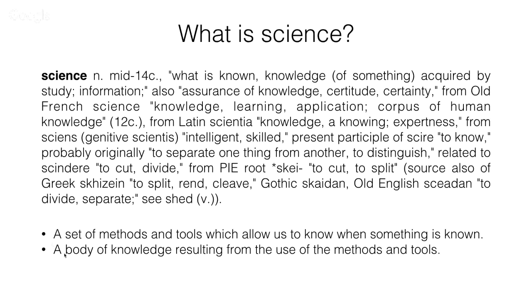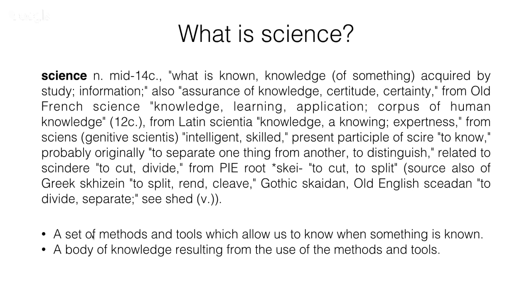And on the other hand, it is a body of knowledge resulting from the use of the methods and tools from this first bullet. As we separate one thing from another and distinguish things, and we discern things, and we gain knowledge about something, that accumulation of that knowledge is what would be referred to as a body of knowledge. And therefore that is what science is as a noun that we use today. But then again, it's also the set of tools and methods that allows us to even get to that point. Okay, so that's important to know.